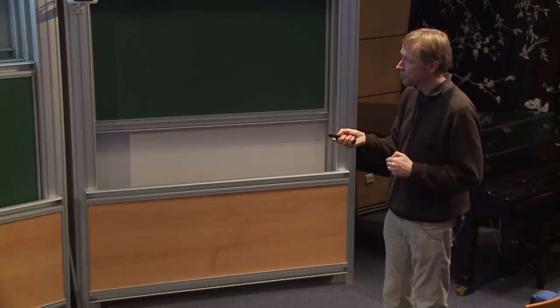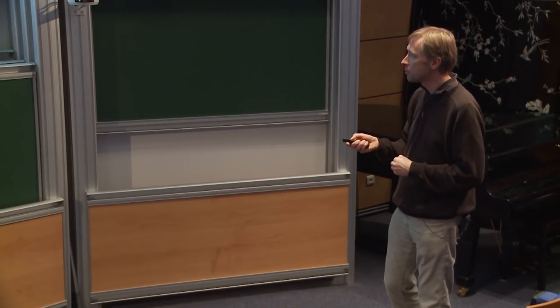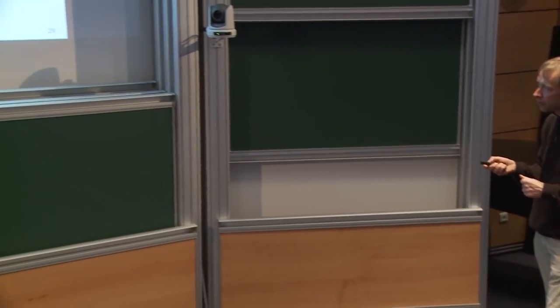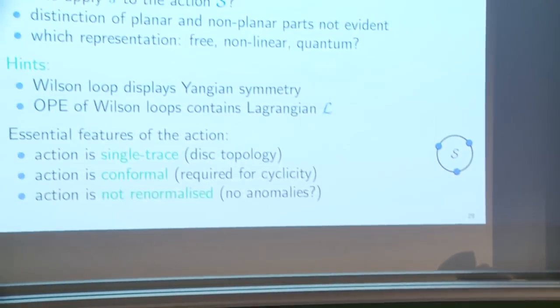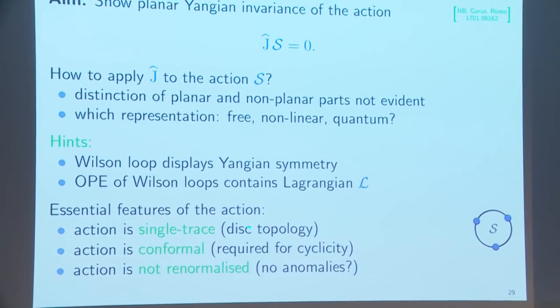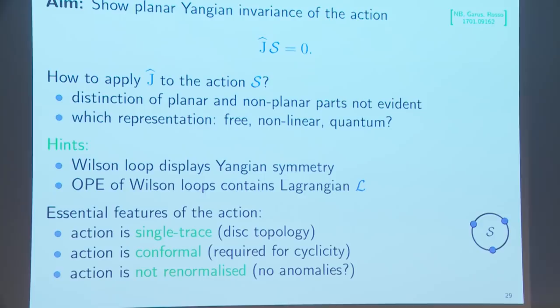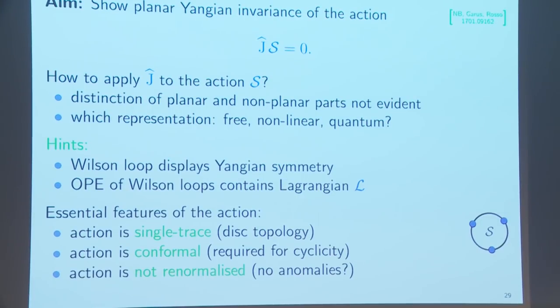And there are some essential features of the action that, in principle, make this possible. The action is single trace, so in the large N way of thinking about things, it has a disk topology, which, as I mentioned earlier, is nice for integrability. The action is conformal, and that's also a requirement in this particular setting. And also, something very useful is that the action is not renormalized. The coupling constant is not renormalized. The beta function is exactly zero. And that maybe helps in establishing that there are no anomalies even for this symmetry.